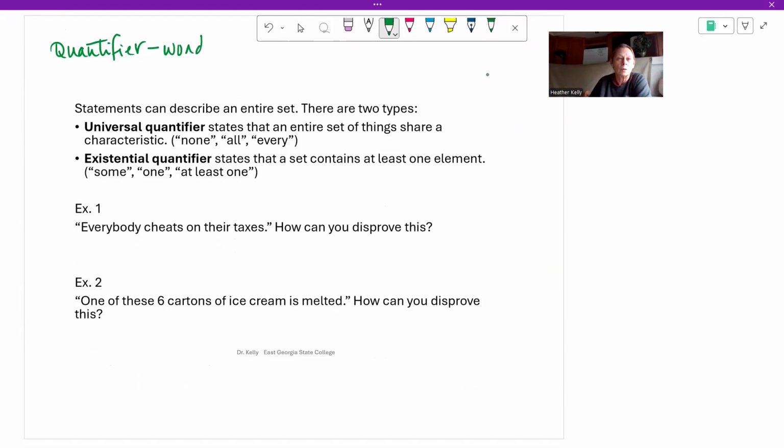A word that describes a quantity. And there we go. Okay.